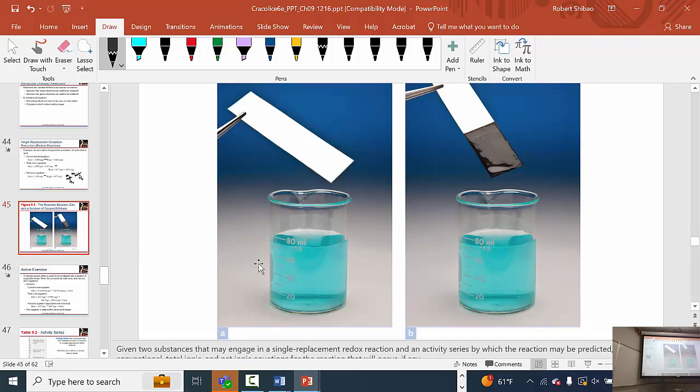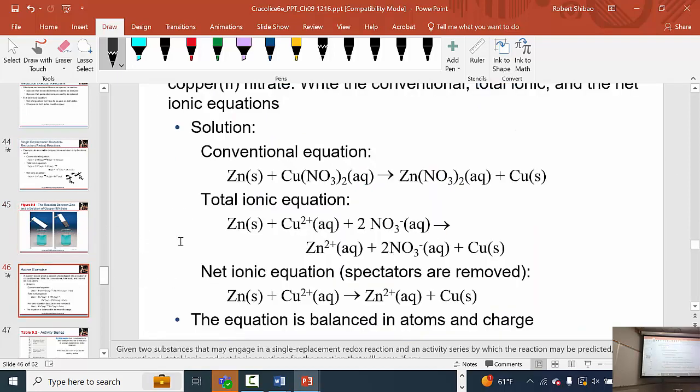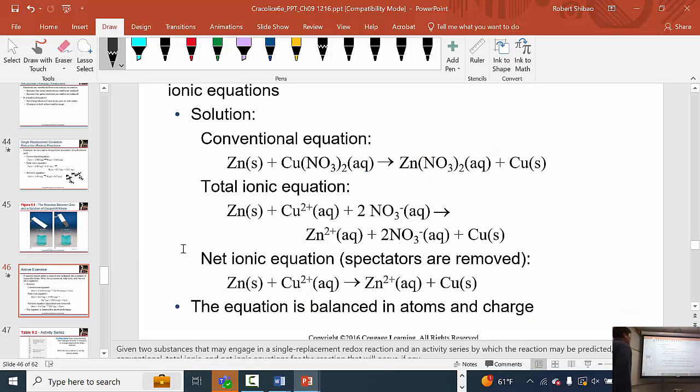Here's another single replacement reaction. Let's take a look at this one. This is zinc solid with copper 2 nitrate. And so this is A plus BX yields AX. So zinc, what's the charge on zinc? Only one charge on zinc. It's 2. Zinc and cadmium are plus 2, and silver is always +1.